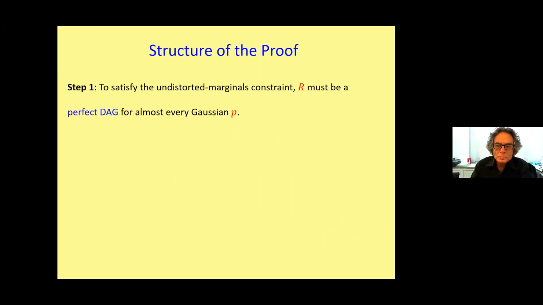Okay, so once we have these preliminaries, this is the structure of the proof. There are 3 steps. In the first 2 steps, we shrink the class of relevant DAGs. We start from all the possible DAGs and now we start shrinking them. Step 1: if you want to satisfy the undistorted-marginals constraint, that's the specification test that the audience imposes, then R must be perfect for almost every Gaussian P. This is how we get the genericity. So for generic P, we must settle for a perfect DAG.